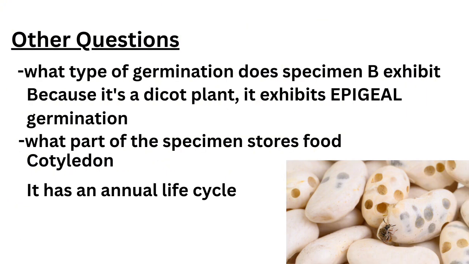Other questions can include, what type of germination does specimen B exhibit? Because it's a dicot plant, it will exhibit epigeal germination. That means the cotyledon is brought above the soil surface. One part of the specimen that stores food, obviously, is the cotyledon. It has an annual life cycle, which means it completes its life cycle in one planting season.